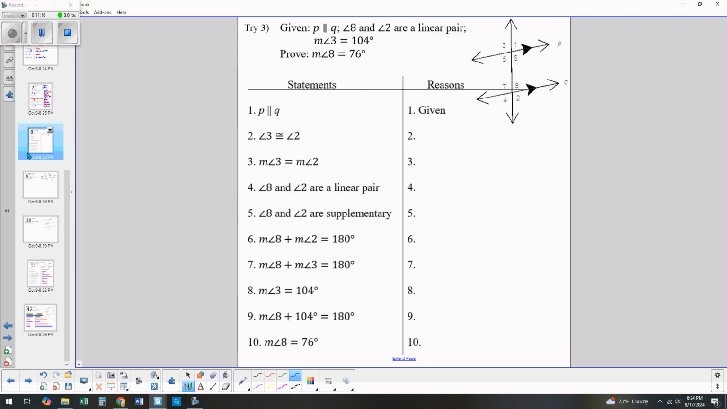So here's one for you to try. Pause it if you'd like, and the answers are posted online.